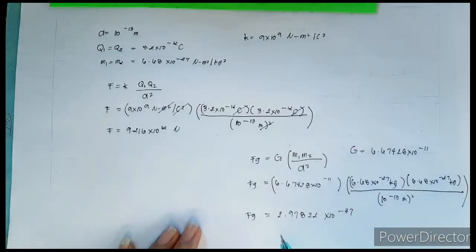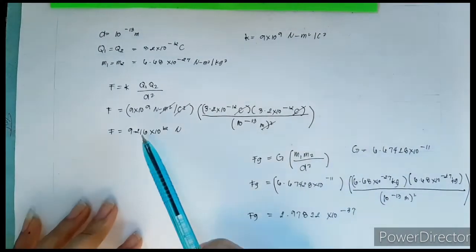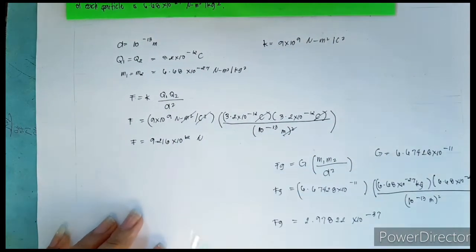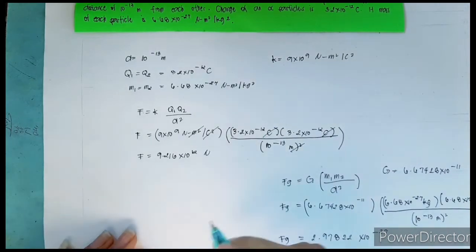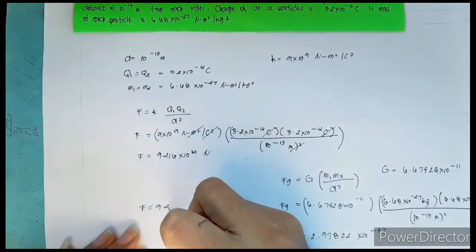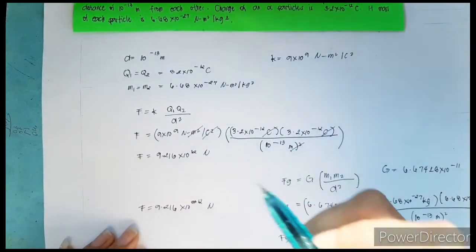But we'll neglect this one because the value is too low and it won't affect the value for the force of repulsion. So for problem number 1, our answer is 9.216 times 10 to the power of 12 Newton.